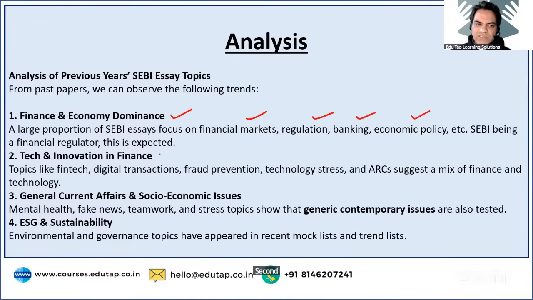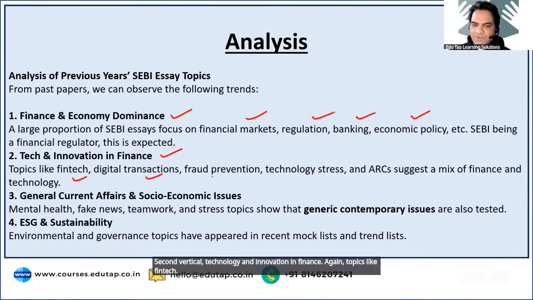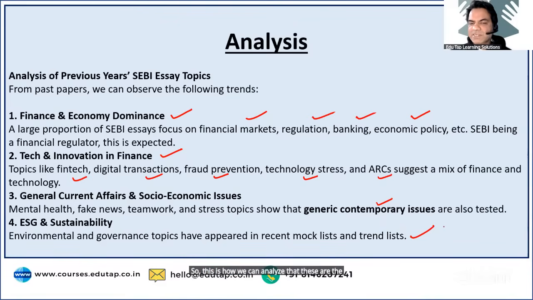Second vertical, technology and innovation in finance. Topics like fintech, digital transactions, fraud prevention, technology stress, and ARC suggest a mix of finance and technology, another important vertical for your SEBI exams. Third, general current affairs and socio-economic issues. Mental health, fake news, teamwork, and stress topics show that generic contemporary issues are also tested. And last, ESG, that is environment, social and governance norms, and sustainability. Environmental and governance topics have appeared in recent mock lists and trend lists as well. So this is how we can analyze that these are the important verticals for this year.